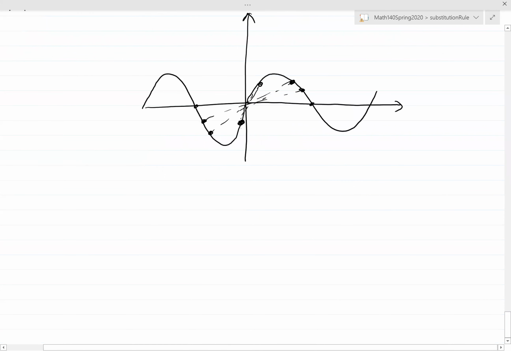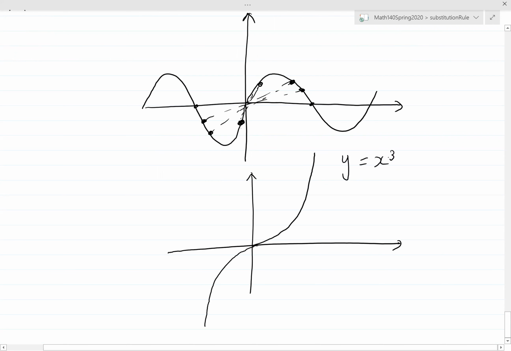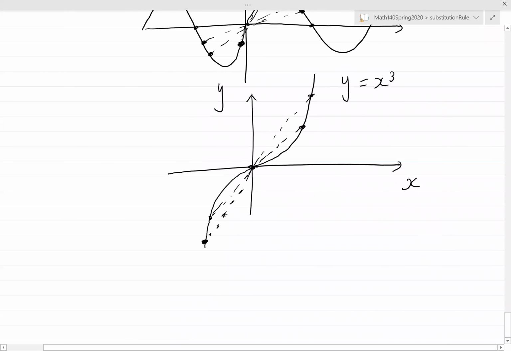Now, for instance, the graph of x cubed, y equals x cubed. So it's symmetric with respect to the origin O. Any point has a corresponding point, and they are symmetric with respect to the origin O. So this is the property of all odd functions.